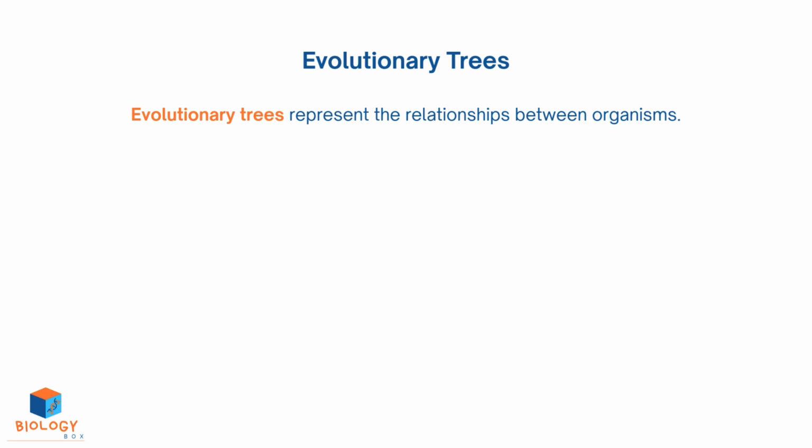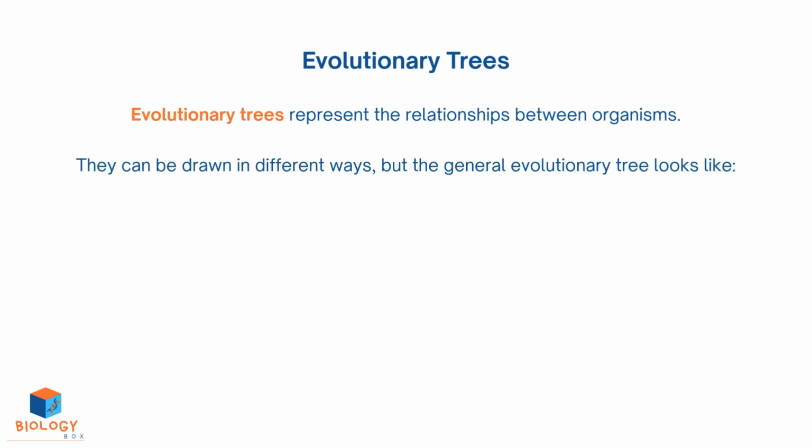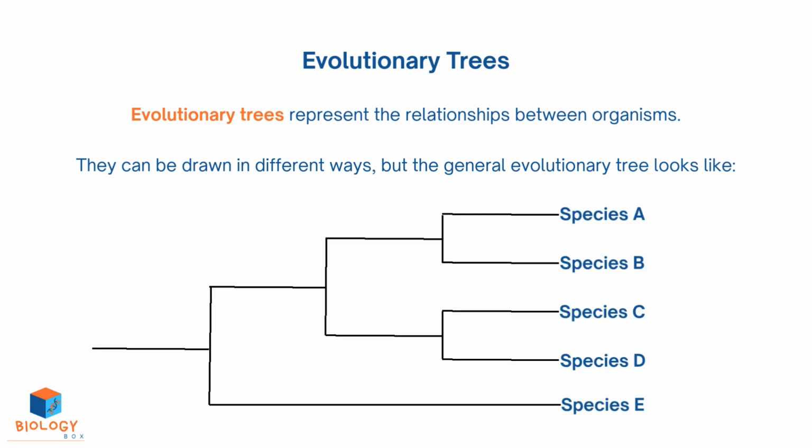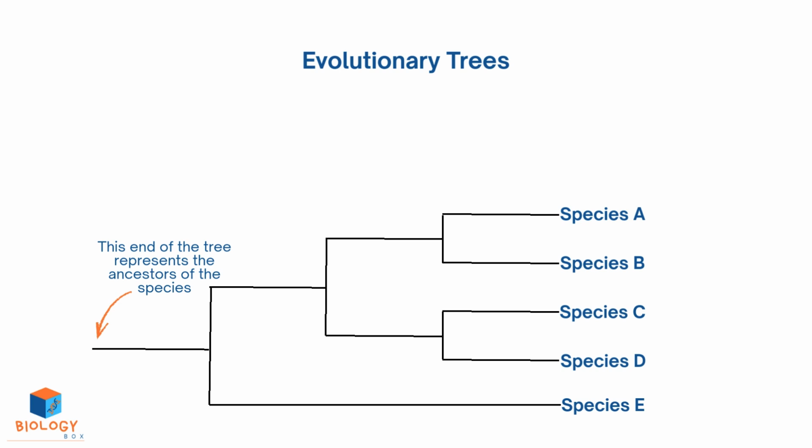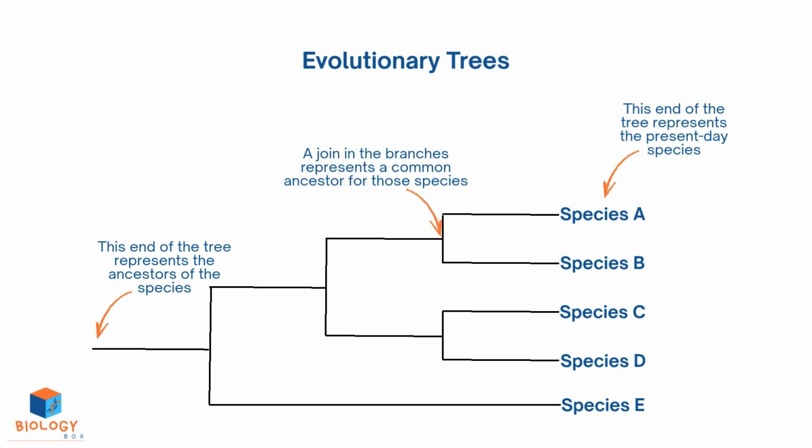Evolutionary trees represent the relationships between organisms. They can be drawn in different ways, but the general evolutionary tree looks like this. This end of the tree represents the ancestors of the species, whereas this end of the tree represents the present-day species. A join in branches represents a common ancestor for those species, and the tips represent the different species.